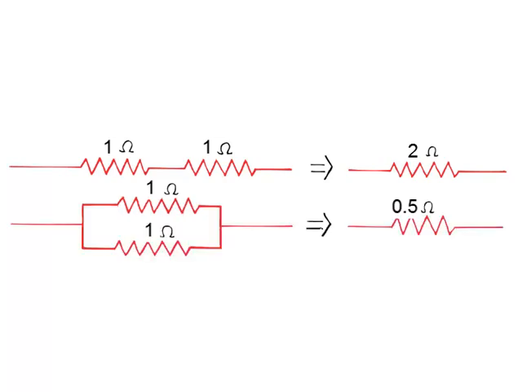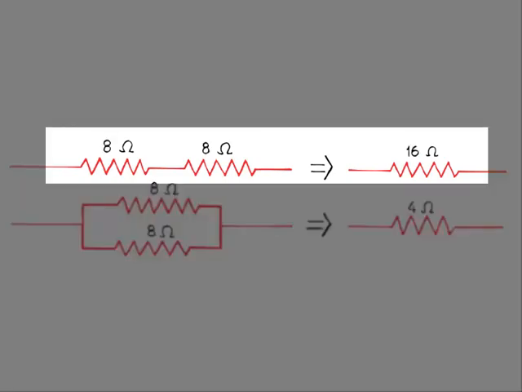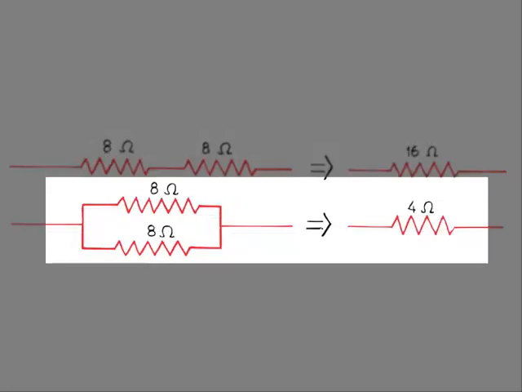The equivalent resistance for a pair of equal resistors in parallel is half the value of either resistor. The equivalent resistance for a pair of 1 ohm resistors in parallel is 0.5 ohms. The equivalent resistance of 2 8 ohm resistors in series is 16 ohms. The equivalent resistance of 2 8 ohm resistors in parallel is 4 ohms.